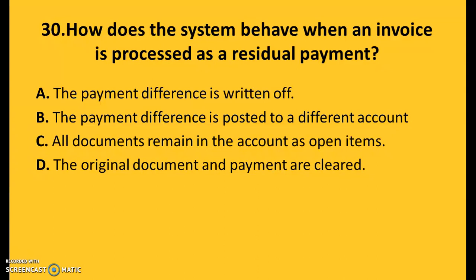How does the system behave when an invoice is processed as a residual payment? A, the payment difference is written off. B, the payment difference is posted to a different account. C, all documents remain in the account as open items. D, the original document and payment are cleared. So what's the right answer? The right answer is D. When an invoice is processed as a residual payment, the original document and payment are cleared.